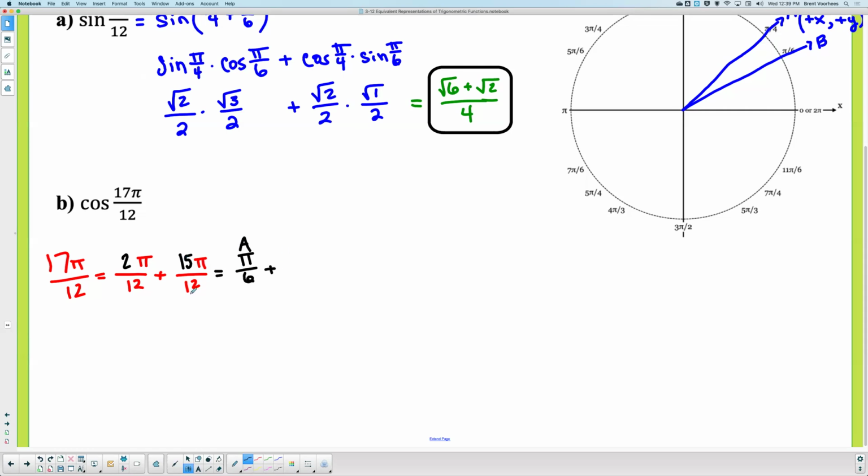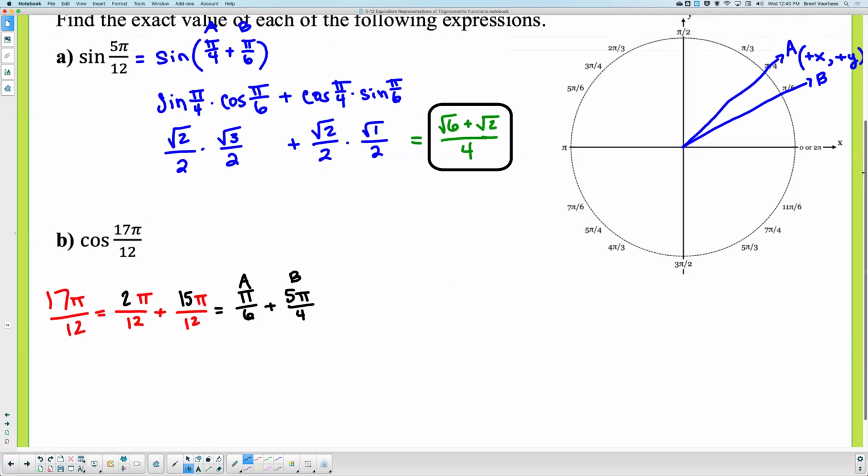And then what number goes into both 15 and 12? What value? 3. You could change this to 5 pi over 3 goes into 12. How many times? 3 goes into 12 4 times. This will be angle B.